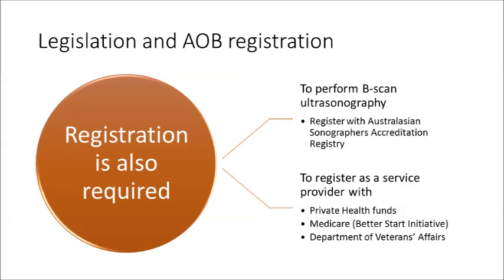And in 2011, Medicare Australia introduced items as part of the Better Start initiative, which we talked about in Module 1. They indicated that Australian Orthoptic Board registration, in addition to membership with the professional association, Orthoptics Australia, is required for orthoptists to obtain a provider number. So to get a provider number for Better Start or private health funds, you need to be registered with the Australian Orthoptic Board as a registered practitioner and also be a member of Orthoptics Australia.